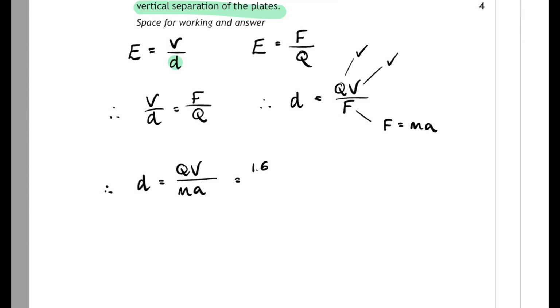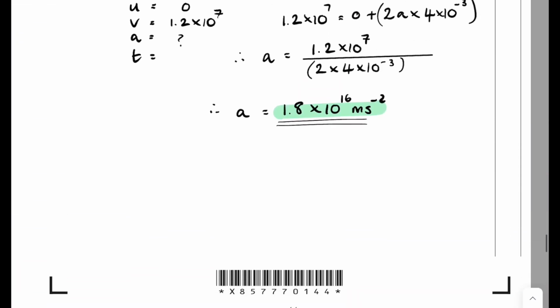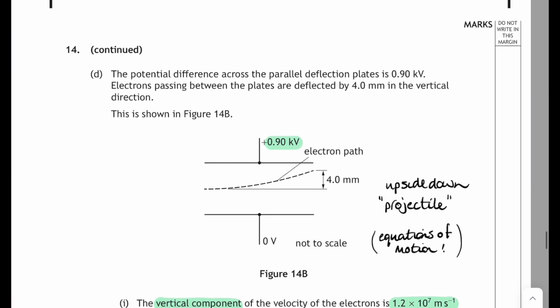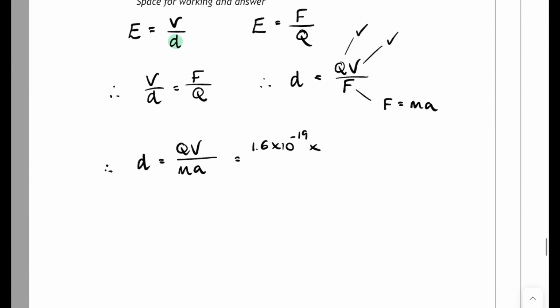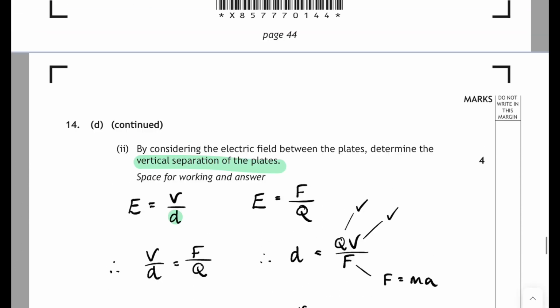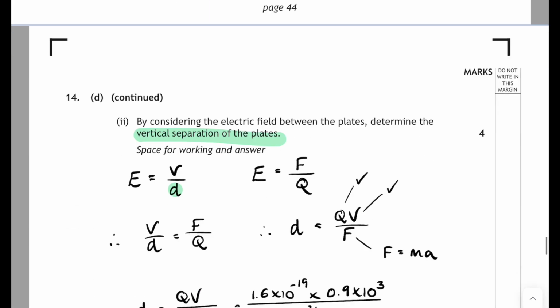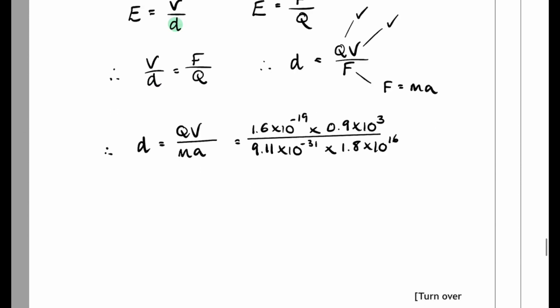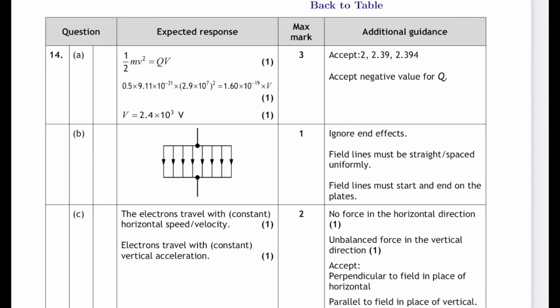So Q is equal to 1.6 times 10 to the minus 19, times the voltage, which we were given at the top of the question in the diagram, it was 0.9 times 10 to the 3. And that's divided by the mass of the electron, which is on your data sheet, 9.11 times 10 to the minus 31, times the acceleration from the previous part of the question of 1.8 times 10 to the 16. And if you do that correctly on your calculator, you'll get 8.8 times 10 to the minus 3 metres, or 8.8 millimetres. Let's have a look at the marking instructions then for this whole question.